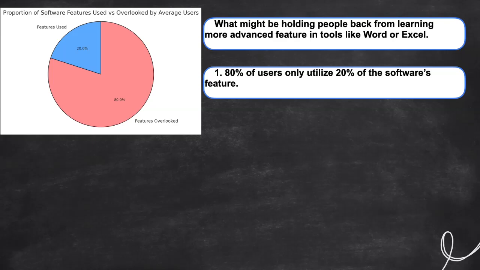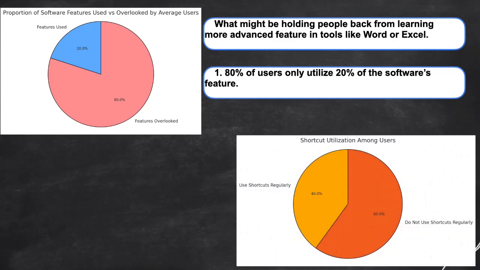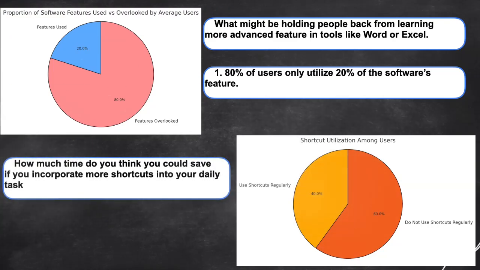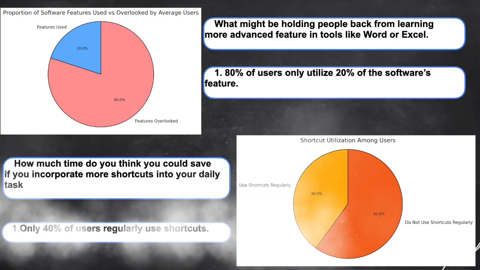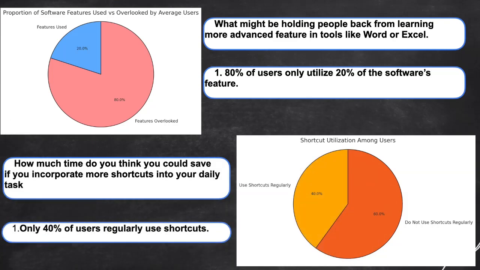Features like mail merges, macros, or automation techniques like PivotTables or Power Query in Excel remain under the radar. Imagine the productivity boost that could be unlocked if users just tapped into these capabilities. And it is not just about using the tool, it is also about using it efficiently. Research tells us that only 40% of users regularly use keyboard shortcuts, even though these simple combinations can cut down task time by as much as 30%.